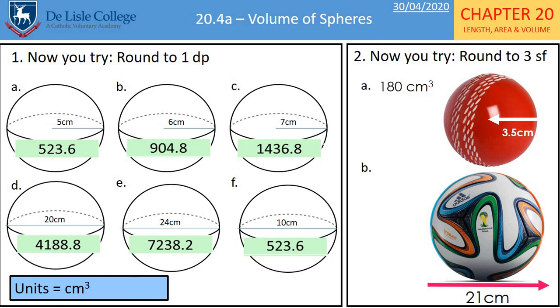So if you can just re-put the formula of the question into your calculator, so 4/3 times pi times 3.5 cubed. And what you actually get is 179.5 and then lots of numbers after. But we want to round our answer to 3 significant figures. Now our third significant figure in the answer is the 9. It's 1, 7 and the 9 is the third significant figure.